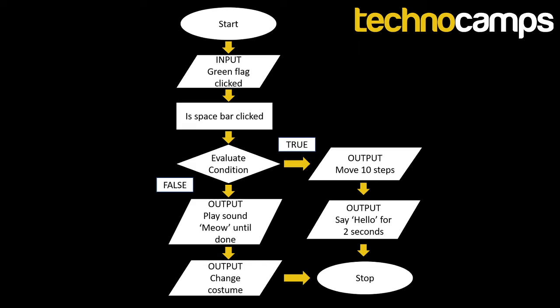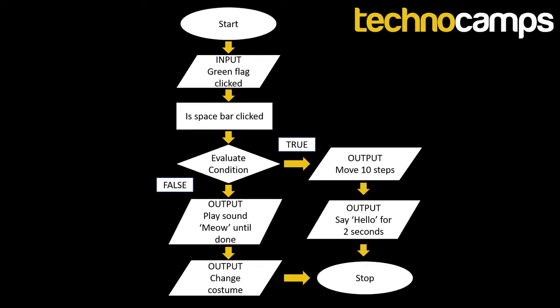So we have our start terminal block, which goes into the first step, which is an input, green flag clicked. And then step 2, we have our condition, is spacebar clicked. This condition will be evaluated in the next step. And this is where we have our decision.